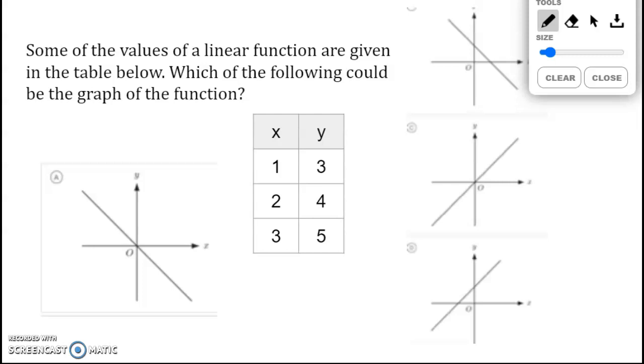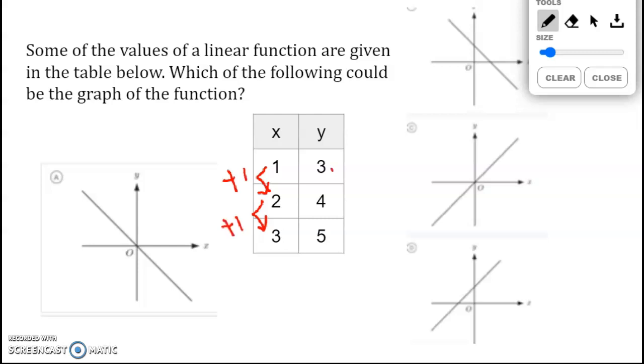Okay, now this time we're given a table of data and you have to pick which of the four graphs best represents this table. So to do that, let's analyze what we are given. That's the table. So how is the x value changing? It's changing just by adding 1.